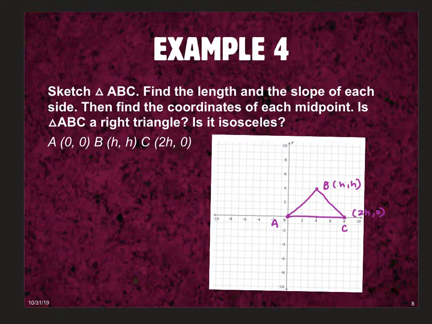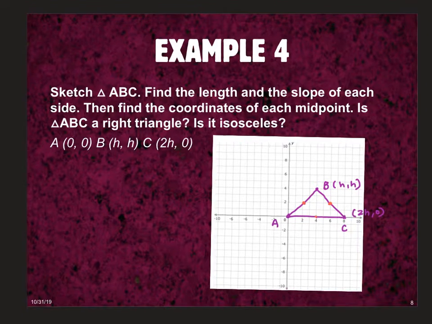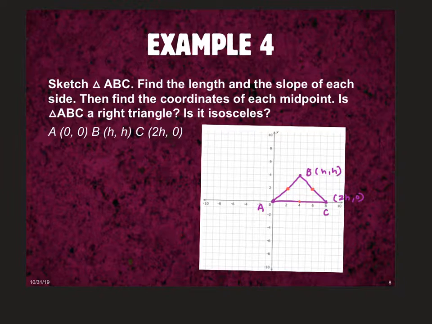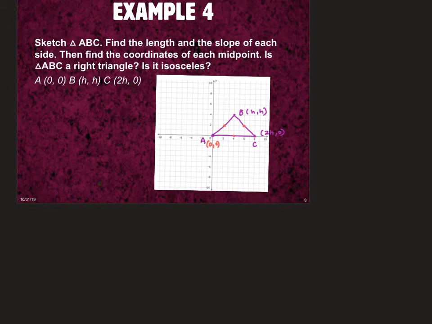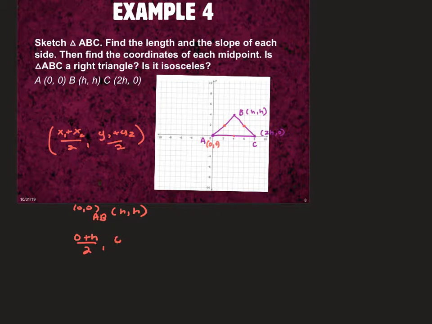Then it says find the coordinates of each midpoint. So I need to find the coordinate here, here, here. If this is an equal distance, I can just find it from the graph, but if I didn't know that, then I would need to find the midpoint of each one. So the midpoint of AB, remember midpoint is x1 plus x2 divided by 2, and y1 plus y2 divided by 2. So A was 0, 0, B was H, H. This would be 0 plus H over 2, 0 plus H over 2. And I'd get H over 2 and H over 2.